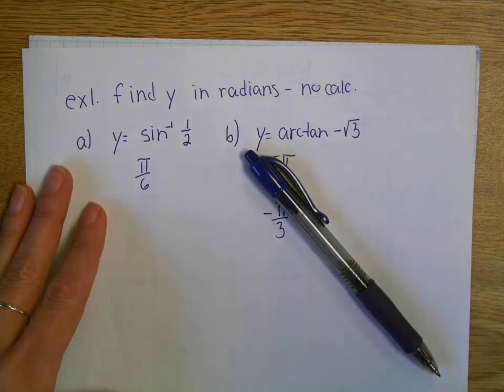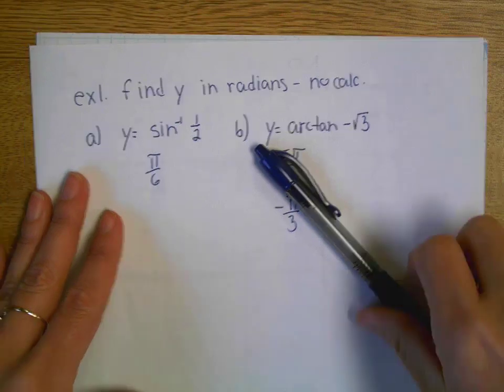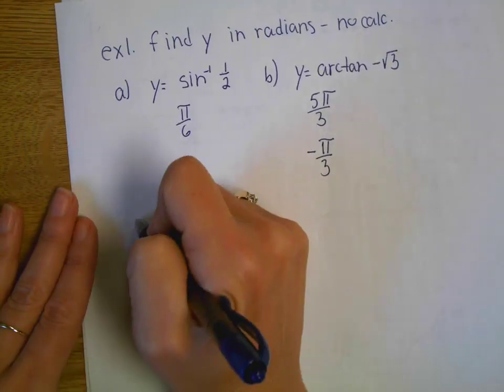Let's just say if you're in quadrant 4, you have to convert it to a negative. Okay, moving on.